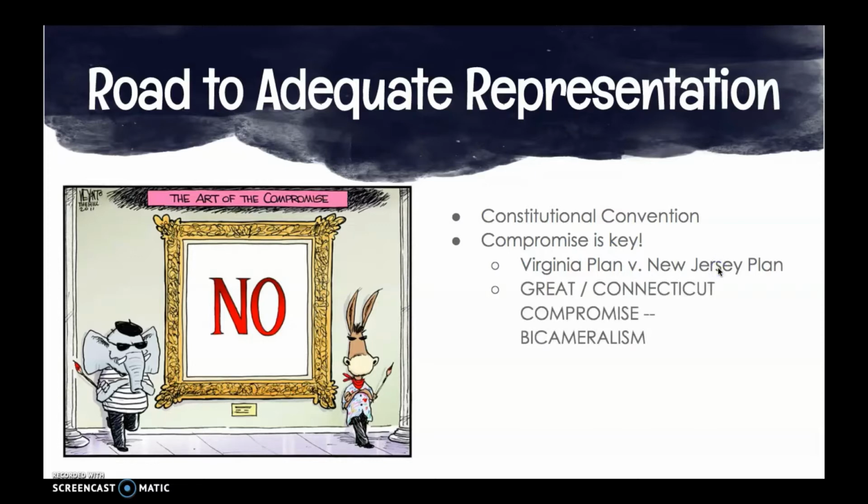So what happens is we end up with the Great Compromise, or the Connecticut Compromise. And this leads to what we have today, which is a bicameral Congress. Bicameralism simply means that the legislature is divided into two separate bodies. Ultimately, this is what we have today. But as we were debating the Constitution, the intent was, how do we balance small and large states?